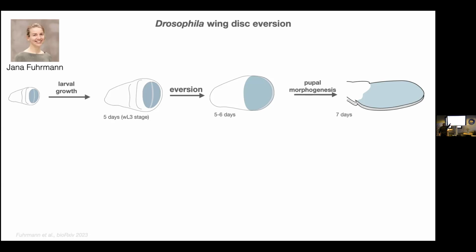This line is important. It's called the DV boundary between the dorsal and ventral sides of the tissue. And the cells along that line are genetically distinct. They have a different gene expression program going on. And the class of activities that they're performing seems to be a little bit different. We'll talk about that a little bit later.